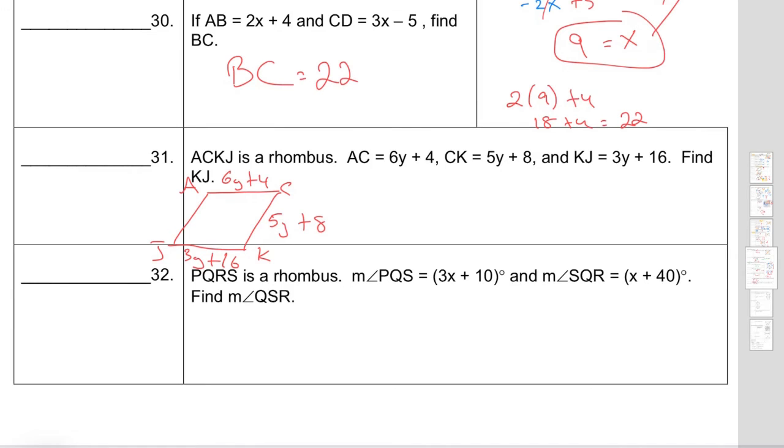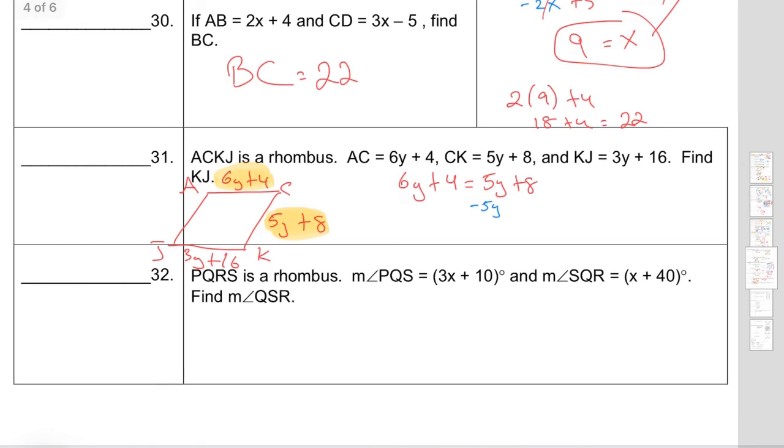So that's a lot of information. But one thing we have to remember is that in a rhombus, all sides are congruent. So really, just choose 2, set them equal to each other, solve for y. Once you get y, plug y in for y, and you get your measurement. So I'm going to choose, doesn't matter, this equation up here, and that expression there. And we're going to set those two things equal to each other. So 6y plus 4 is equal to 5y plus 8, and we're going to solve for y.